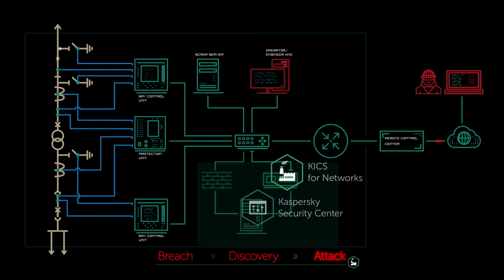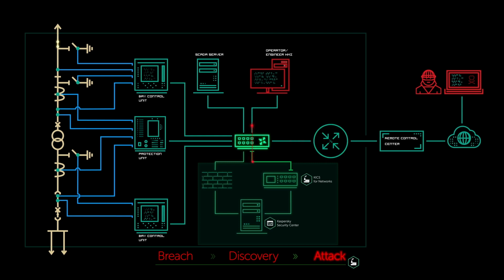KICS for Networks detects all unauthorized network communication and anomaly commands at this stage and immediately notifies Kaspersky Security Center about a security incident so a security officer can properly respond to the attempted breach in accordance with an incident response plan.